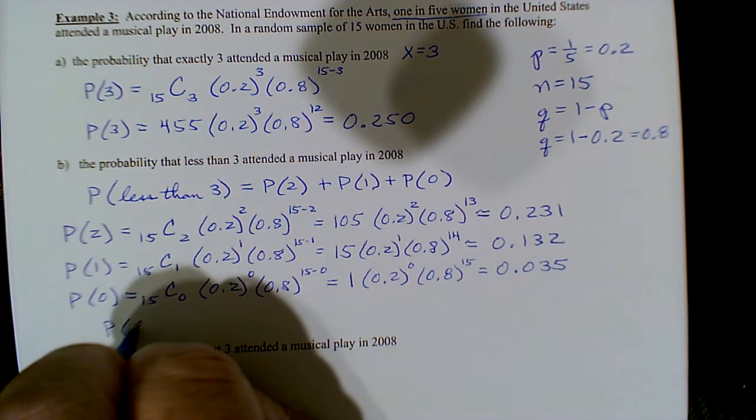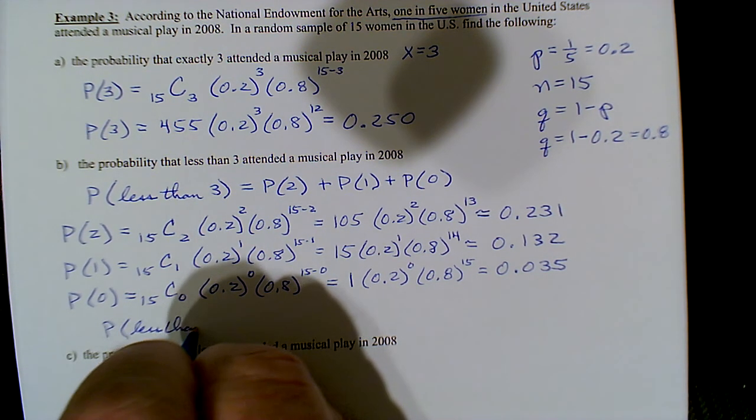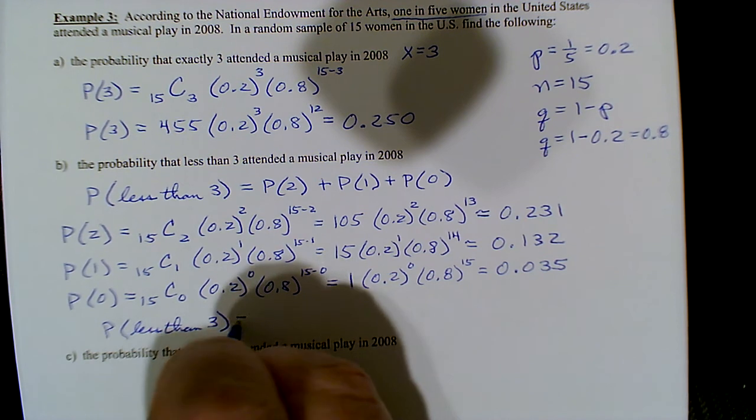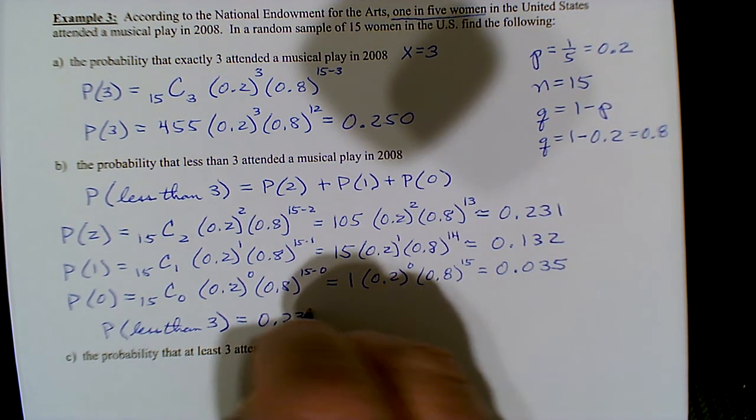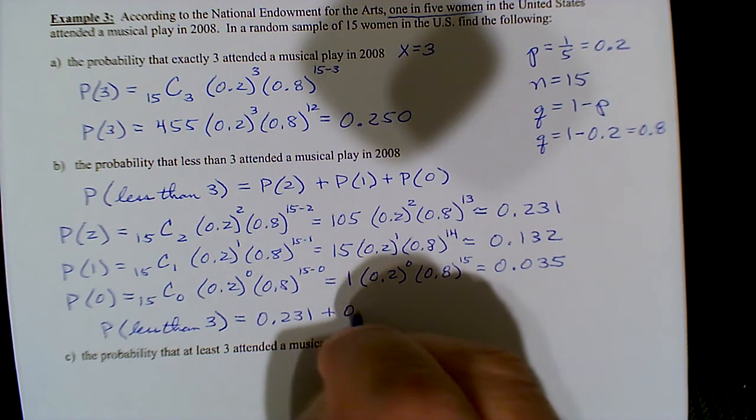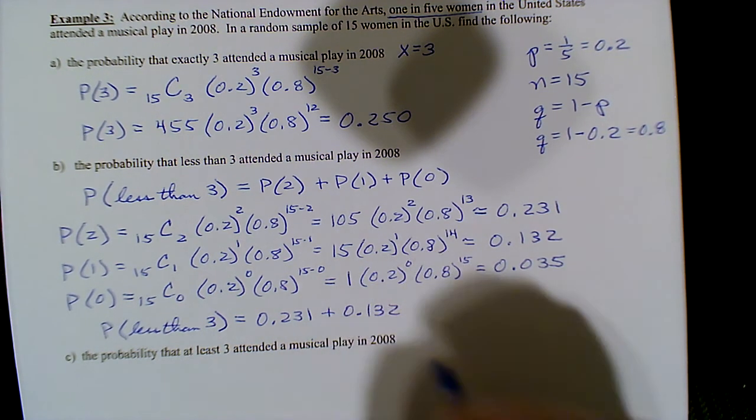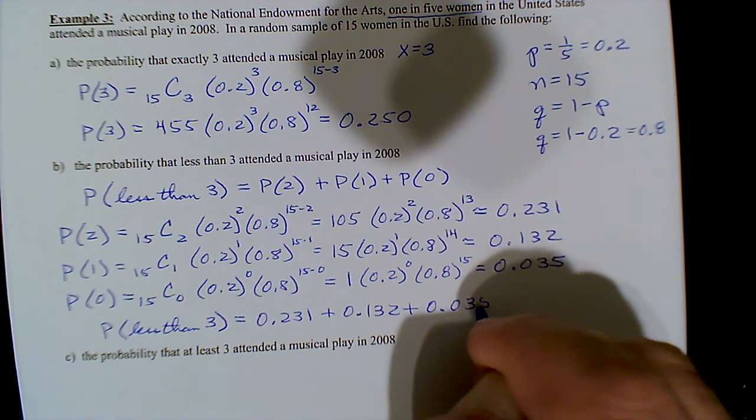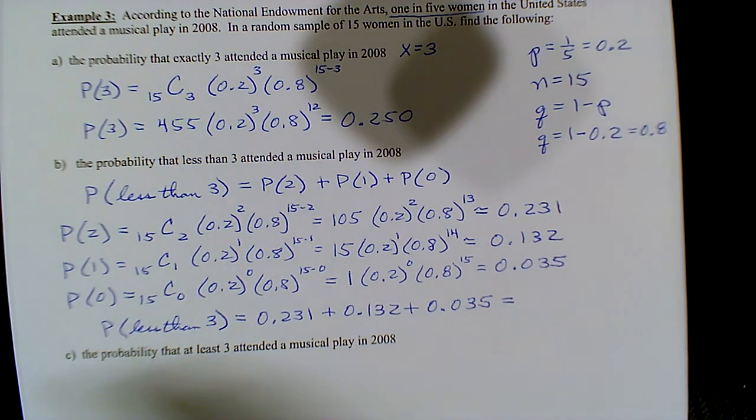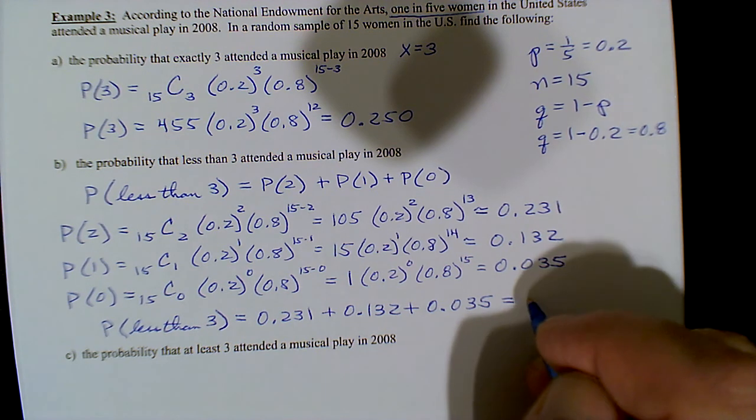So, probability of less than 3. Probability of 2 was 0.231. Just add them up. Plus 0.132. And then plus 0.035. 0.231 plus 0.132 plus 0.035. And that's 0.398.